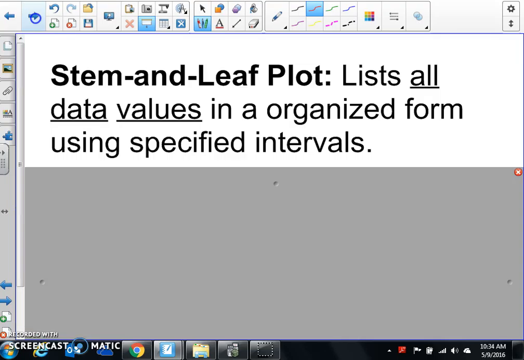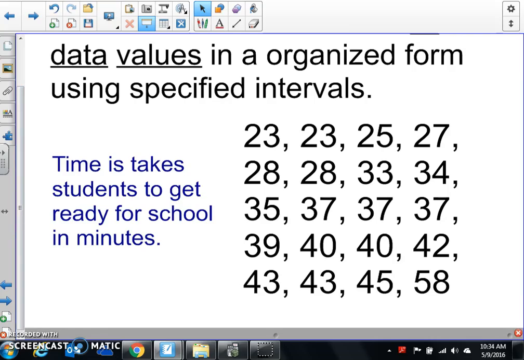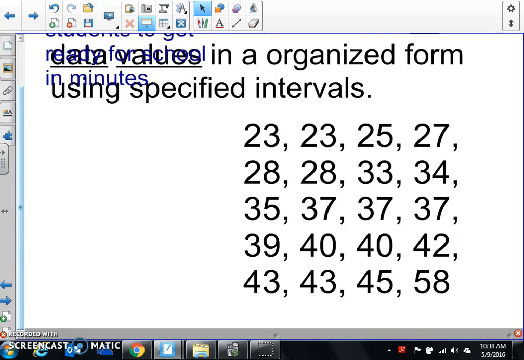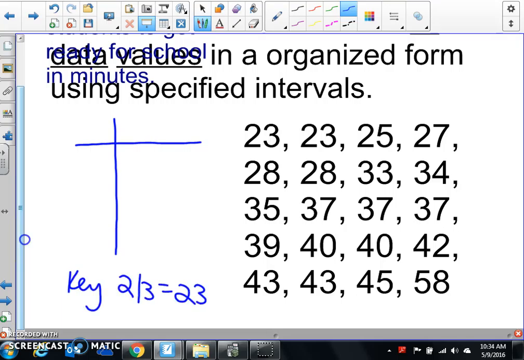All right, so a stem and leaf plot lists all data values in an organized form using specific intervals. So for instance, if this is the time it takes students to get ready for school in minutes, we would take all these values and put them in order from least to greatest, which is how nice it already is. Then to make my stem and leaf plot, I would say, okay, the key is 2|3 equals 23.